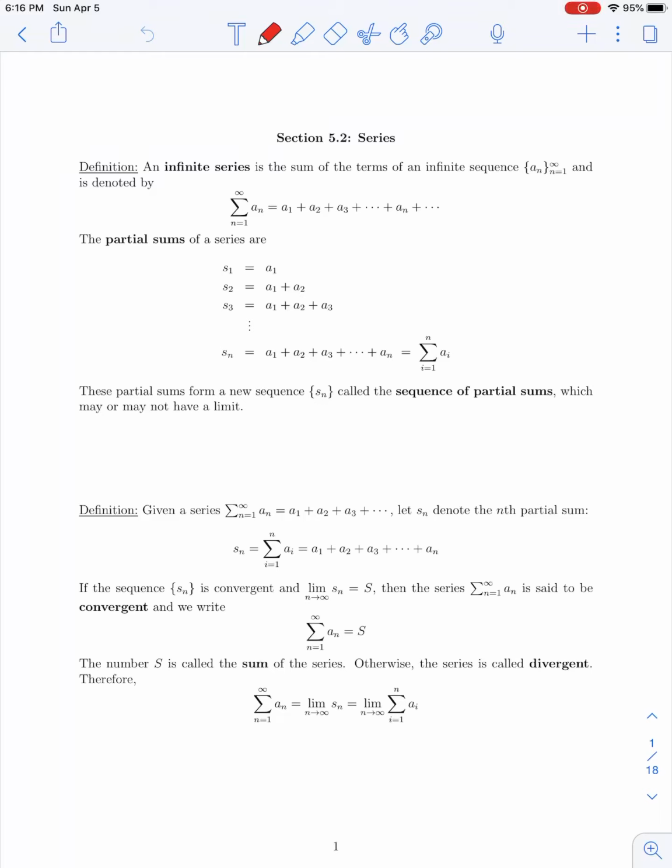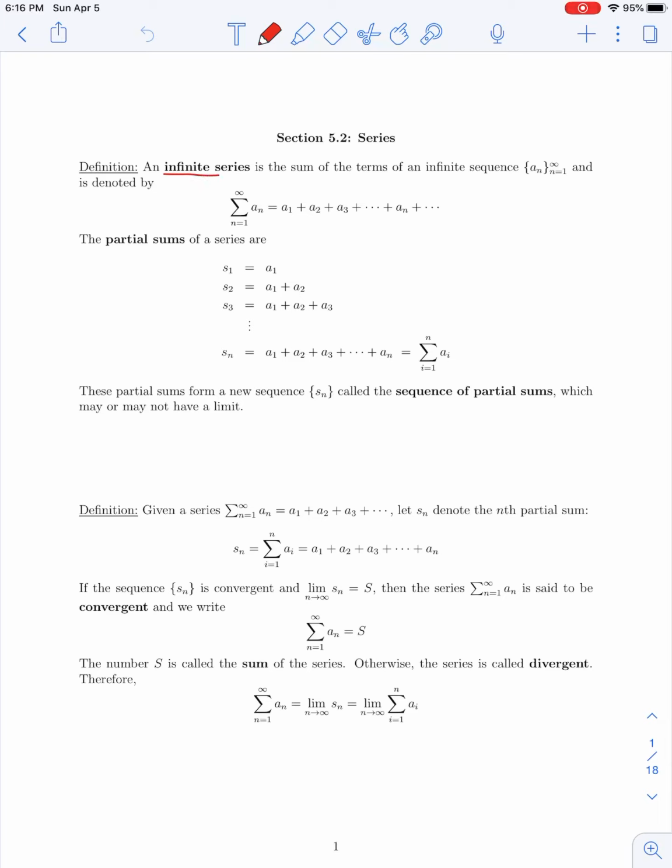Okay, in today's lecture, we're going to start our section 5.2 material on infinite series. That's what we will work with for the remainder of this semester: infinite series, determining whether they converge or diverge, and some applications involving infinite series. So let's start by defining a series.